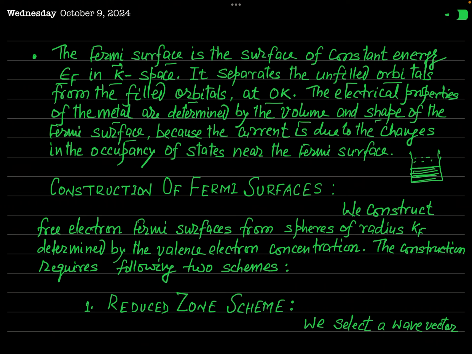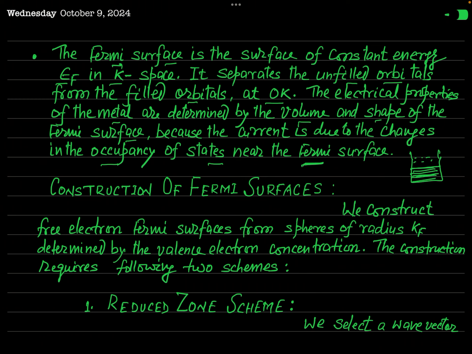Why is this responsible for the electrical property? The reason is that the current is due to changes in the occupancy of states near the Fermi surface. Whenever there is a change in the occupied states of the metal near the Fermi surface, electrical conductivity is caused.